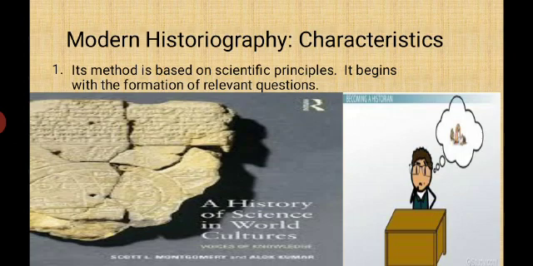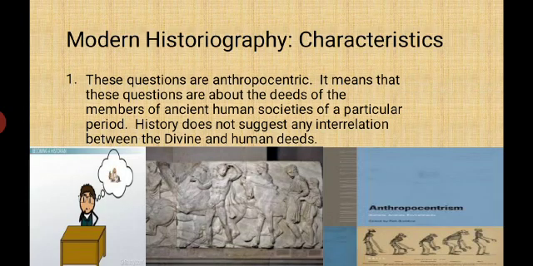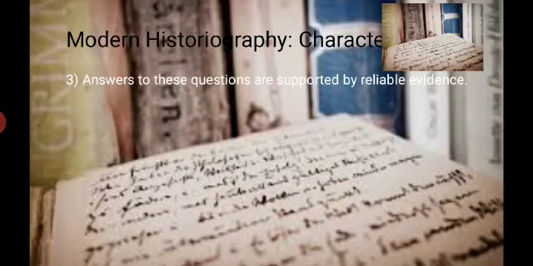The method of modern historiography is based on scientific principles and hence begins with the formation of relevant questions. These questions are anthropocentric. It means that these questions are about the deeds of the members of ancient societies of a particular period. History does not suggest any interrelation between divine and human deeds. Answers to these questions are supported by reliable evidence and presented in a logical manner.